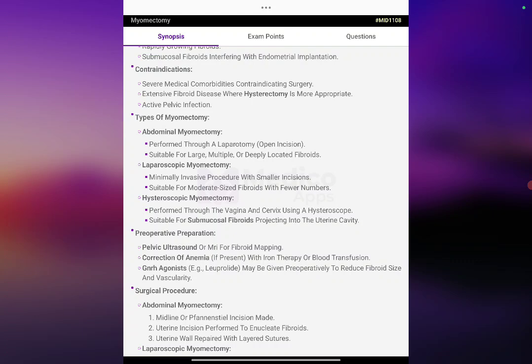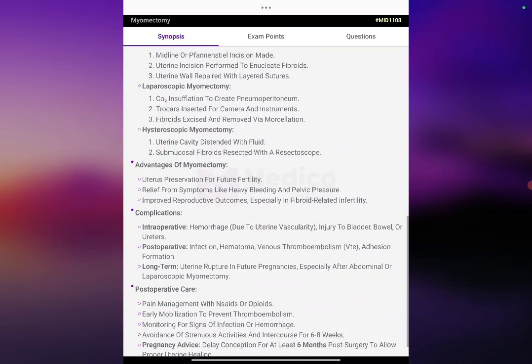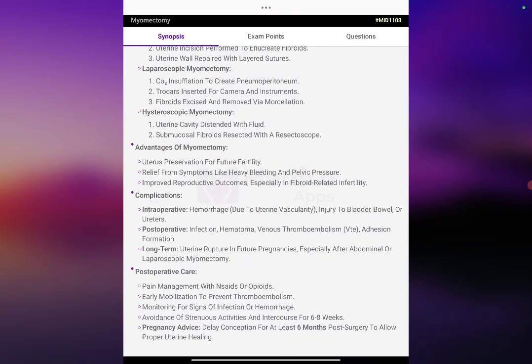A uterine incision is performed to enucleate the fibroids. The uterine wall is repaired in layers. Laparoscopic myomectomy: CO2 is insufficient to create the pneumoperitoneum, giving a focused view inside for the camera and the instruments. Fibroids are excised and removed via morcellation.